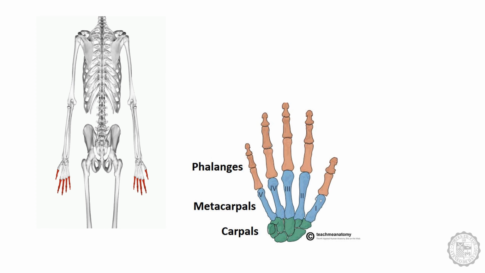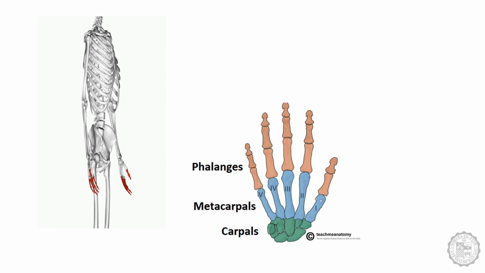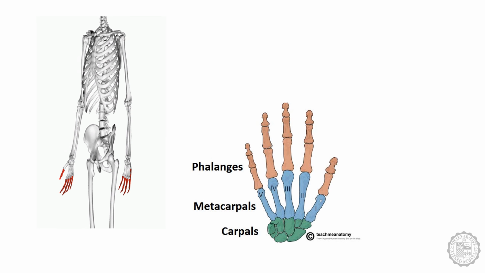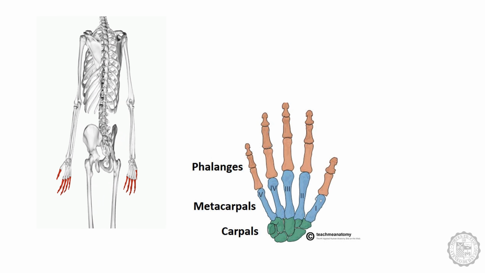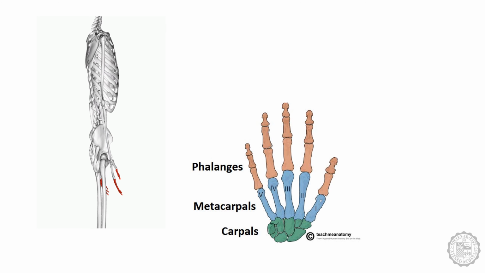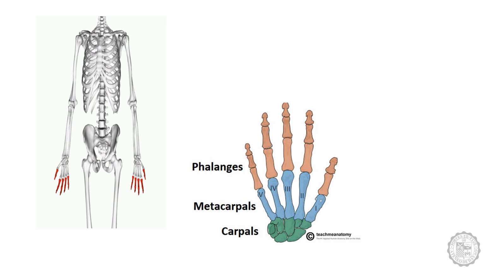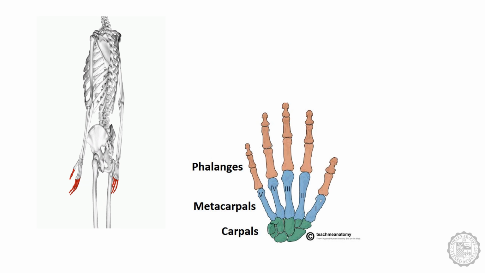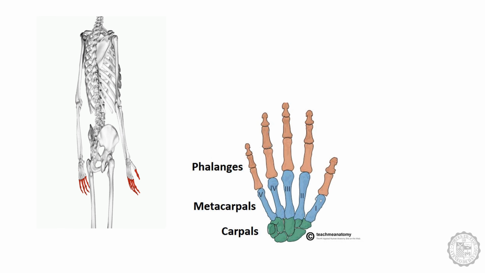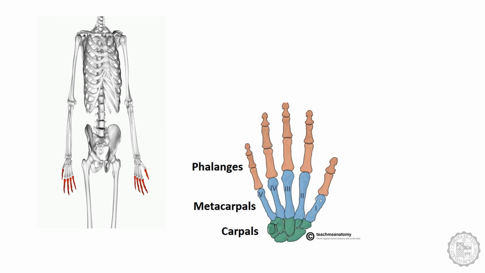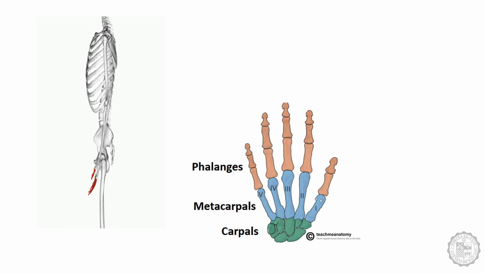Hand bone. Each hand consists of 27 bones. The carpus, or carpal bones, is a cluster of 8 bones making up the wrist. The bones in the palm are called metacarpals. The bones in the fingers are phalanges, and the bones in the wrist are carpals.